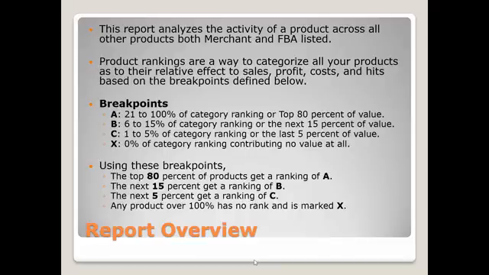The breakpoints. A. 21 to 100% of category ranking or the top 80% of value. B. 6 to 15% of category ranking or the next 15% of value. C. 1 to 5% of category ranking or the last 5% of value. X is for 0% of category ranking, contribute no value at all. So using the breakpoints, the top 80% of products get a ranking of A. The next 15% get a ranking of B. The next 5% get a ranking of C, and any product over 100% has no rank and is therefore marked X.